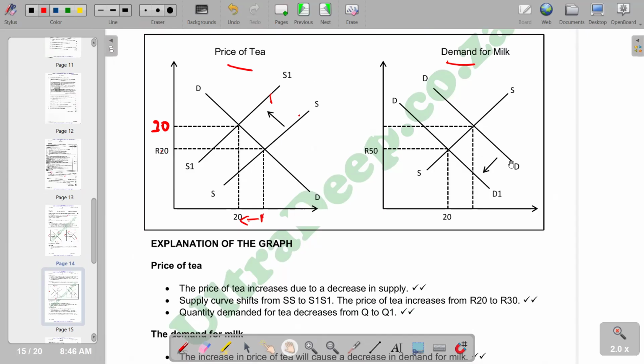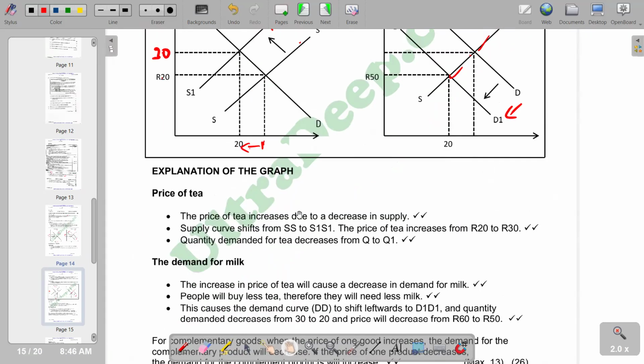You see that the demand curve will also go down from D to D1. So this is the shift that we are seeing here. And then when we have that shift now, we are going to see that the equilibrium point will also move from this point to this point. So we are also going to see the movement in price that we see on the vertical axis.